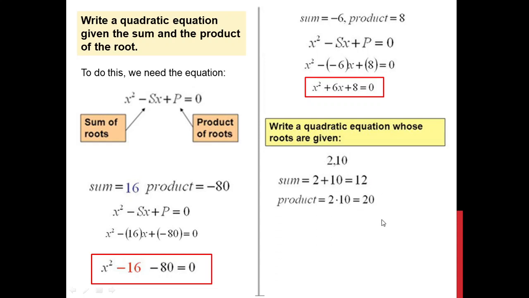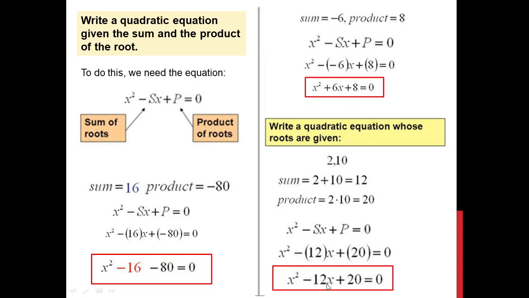Next, find the product, meaning you multiply the two roots. 2 times 10 is equal to 20. Then input this to your equation x squared minus sx plus p is equal to 0, substituting the sum and the product to the equation. So you have x squared, your sum is 12, your product is 20. Therefore, the quadratic equation of the roots 2 and 10 is x squared minus 12x plus 20 equals 0.